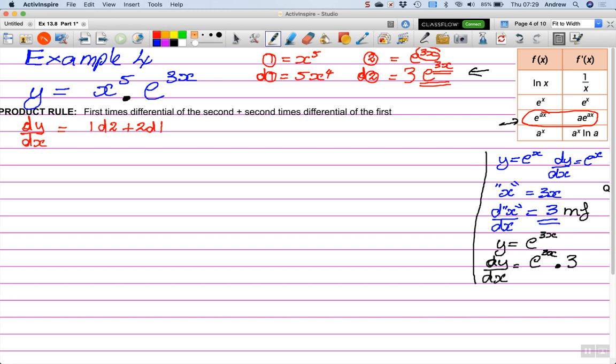Now, here we go. Let's finish it off now. So we're going to have dy dx is equal to the first, which, reading it up here, is x to the power 5, multiplied by the differential of the second, which is going to be 3e to the 3x, plus the second, which is e to the 3x, multiplied by the differential of the first, which is 5x to the 4.